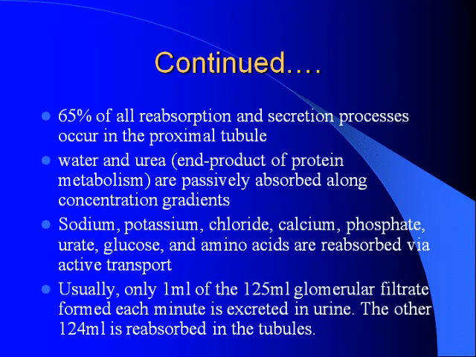65% of all reabsorption and secretion processes occur in that proximal tubule. That's very important for you to remember. Water and urea, which is the end product of protein metabolism, are absorbed along concentration gradients. Sodium, potassium, chloride, calcium, phosphate, urate, glucose, and amino acids are reabsorbed via active transport. The water and urea are absorbed via passive transport.